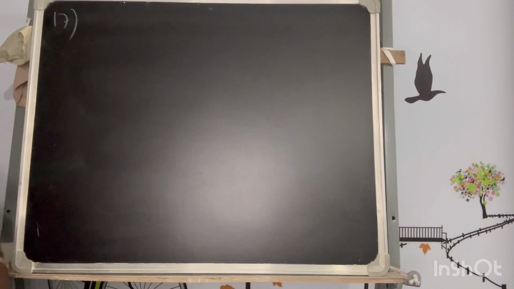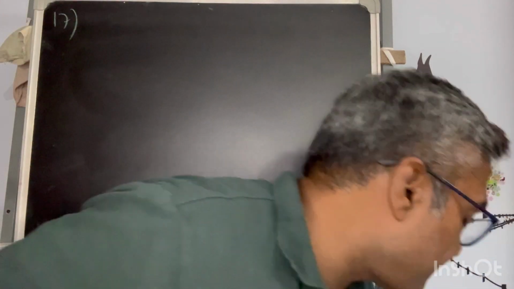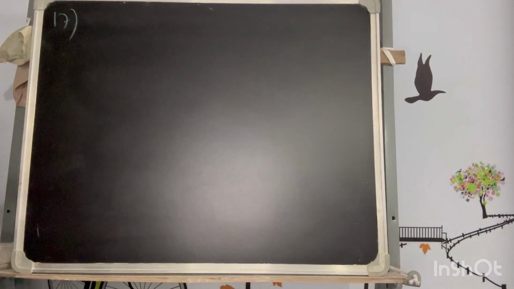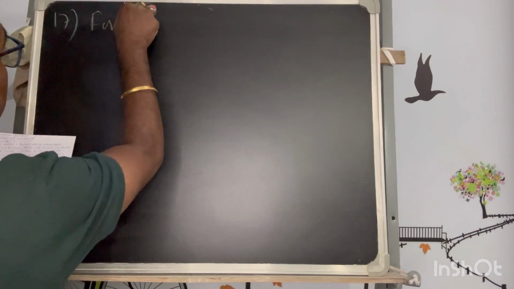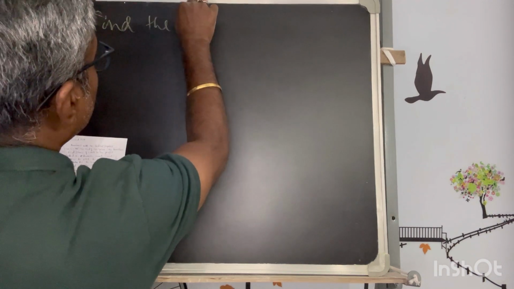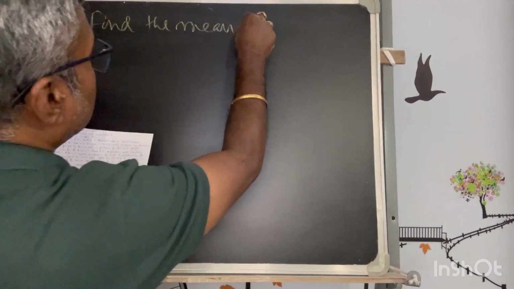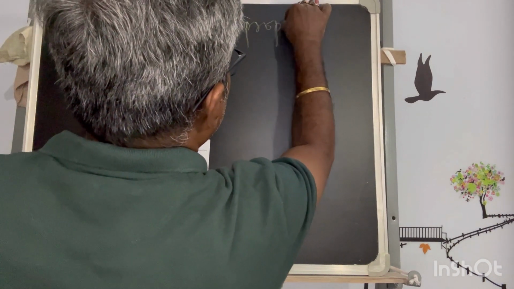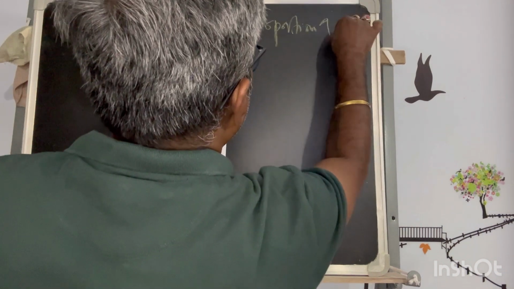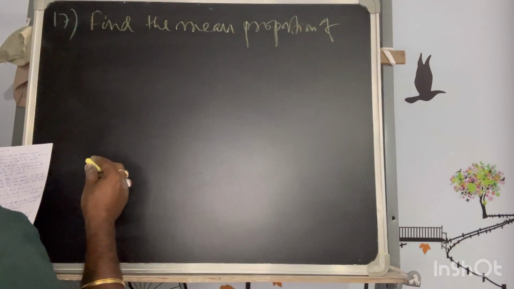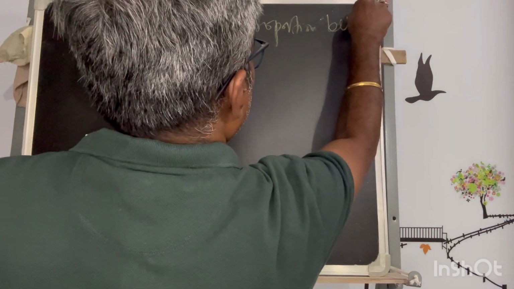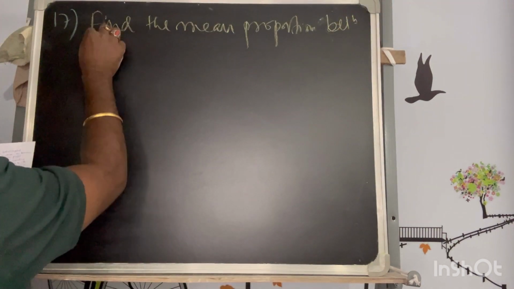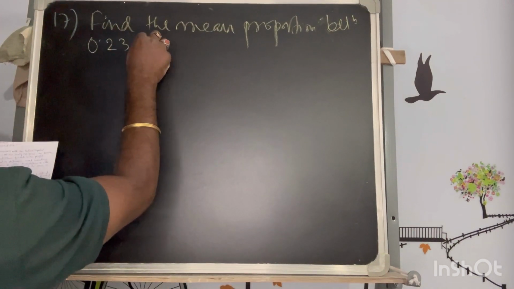17. Find the mean proportion between 0.23 and 0.24.